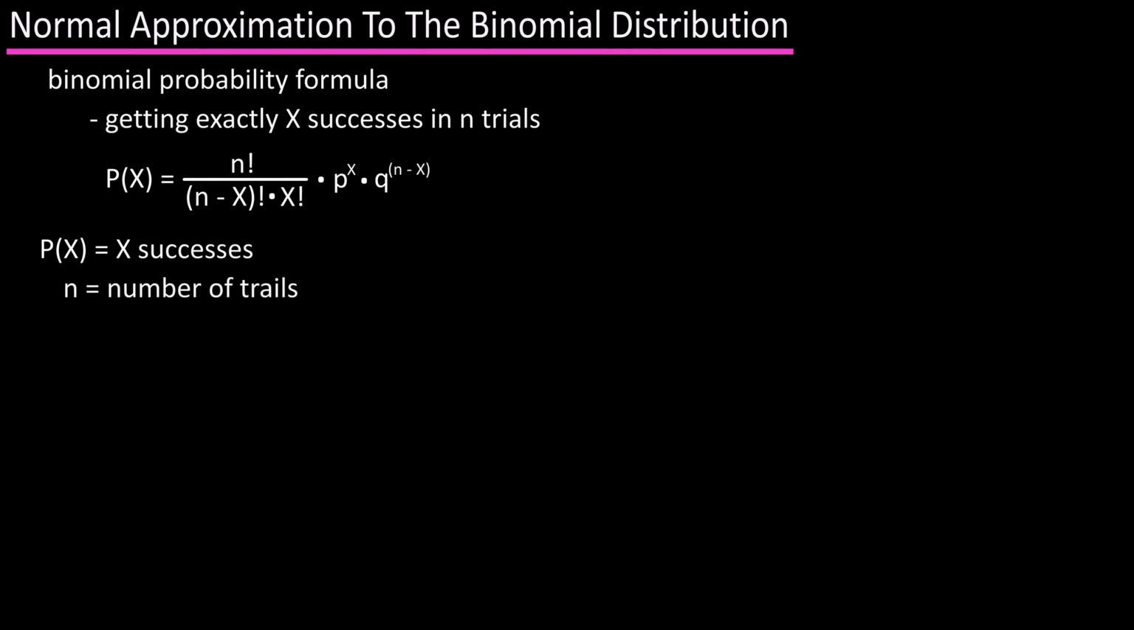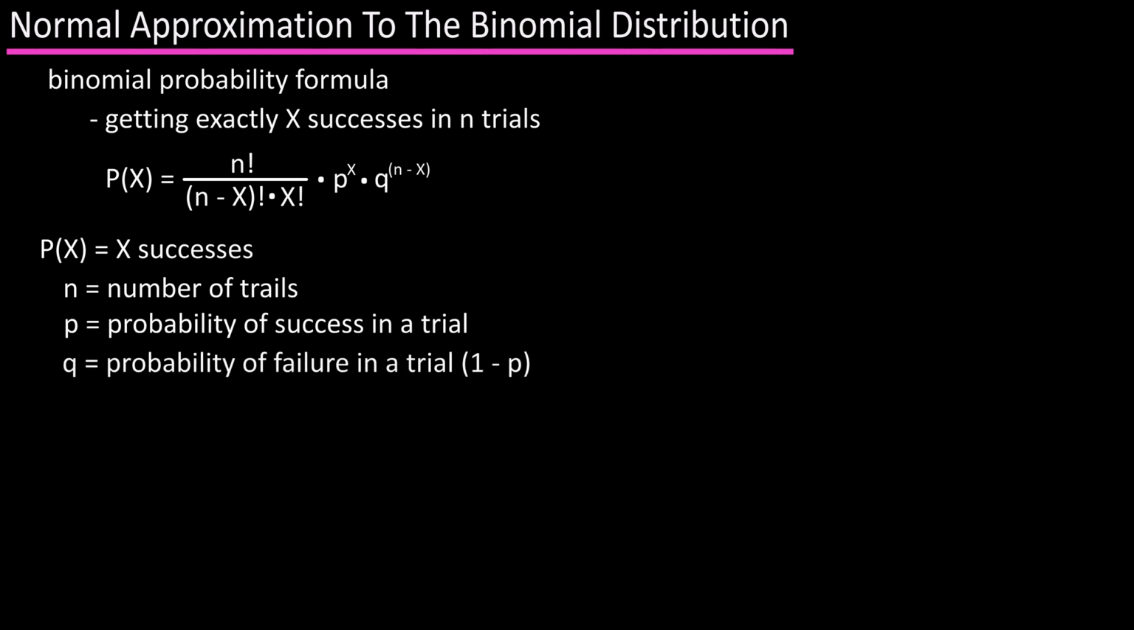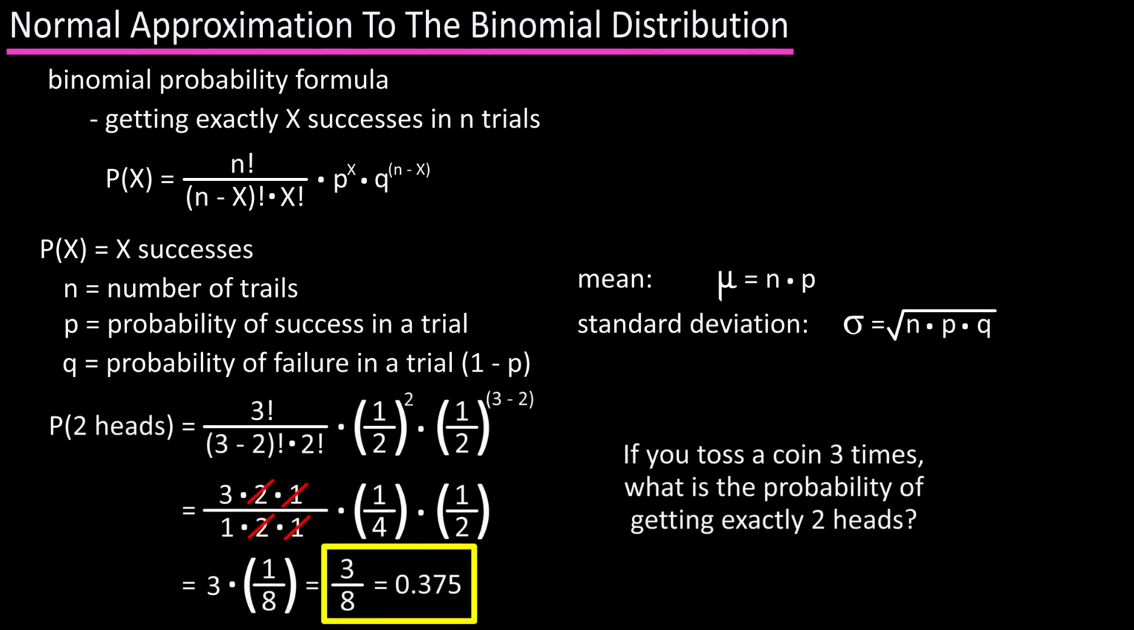N equals the number of trials, p equals the probability of success in an individual trial, and q equals the probability of failure in a single trial, which is 1 minus p. And the mean is equal to n times p, and the standard deviation is equal to the square root of n times p times q. I've calculated out the probability posed earlier, 2 heads in 3 coin tosses, and you see the result is 3 over 8, or 0.375, which is 37.5%.